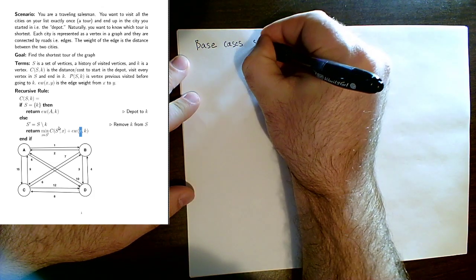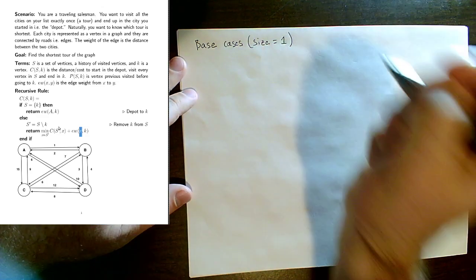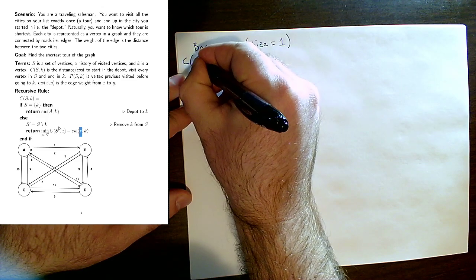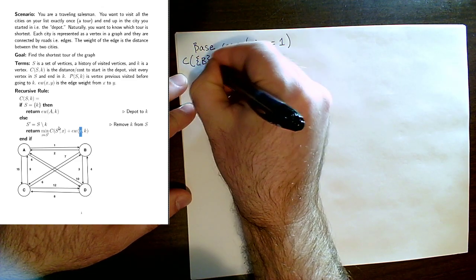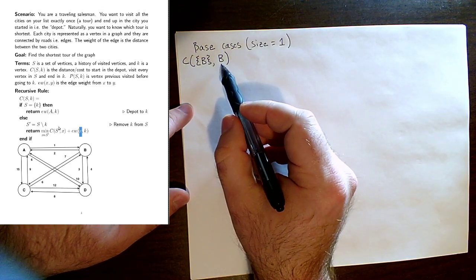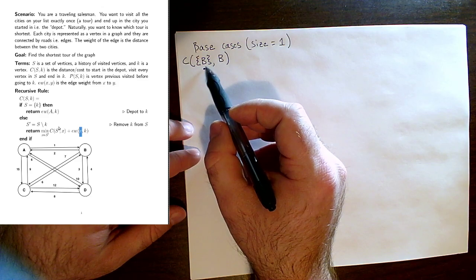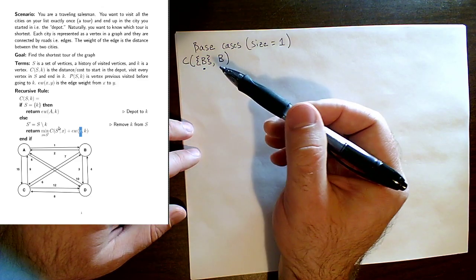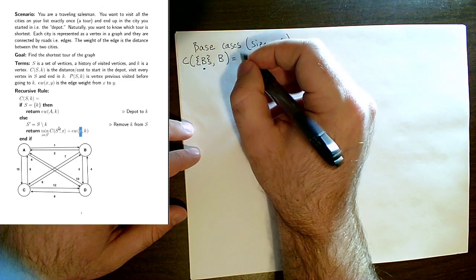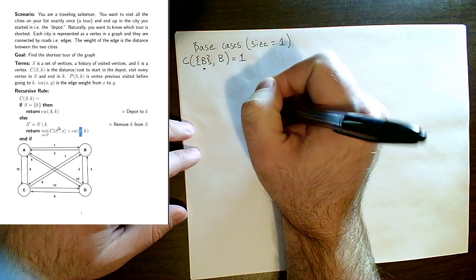Base cases, I'll put in parentheses here, size is 1. I'll write this down. So this means this is the cost of ending in B. Again, this is implying we've started in A. We've only visited B. So we've visited everything here, which is only B. Ending in B. So this is just going to be the edge weight from A to B, which is 1. So you can see my example graph.